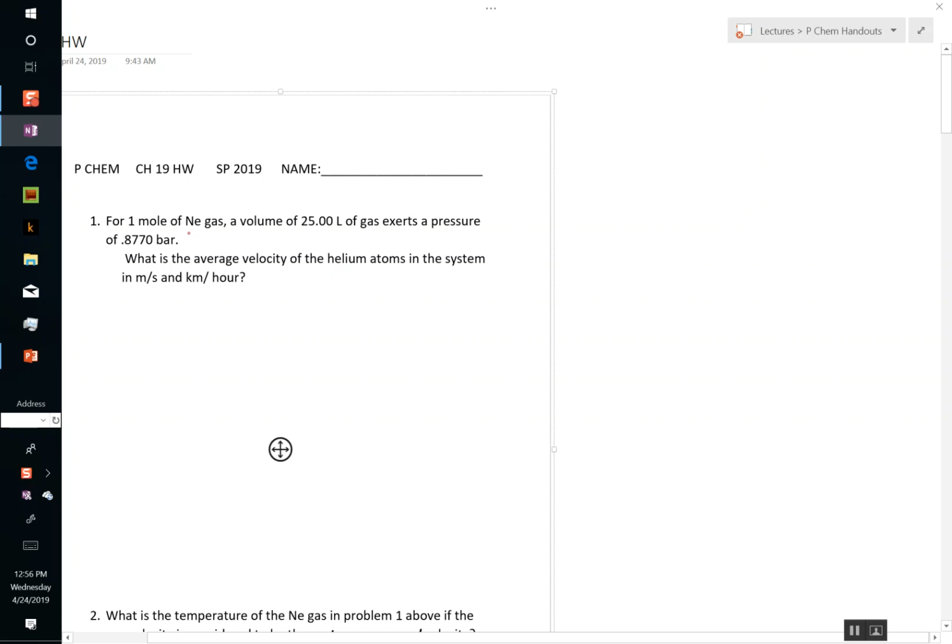You see, we're dealing with neon here. But I forgot to change that to neon. What is the average velocity of the neon atoms in the system? Okay, and let's see, that's going to be equation... Yeah, this is equation 19.8.